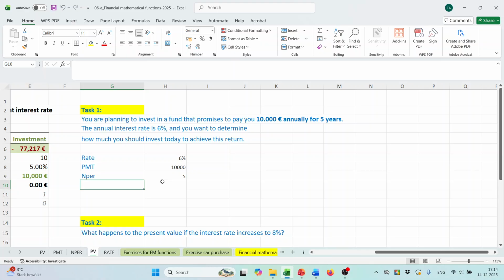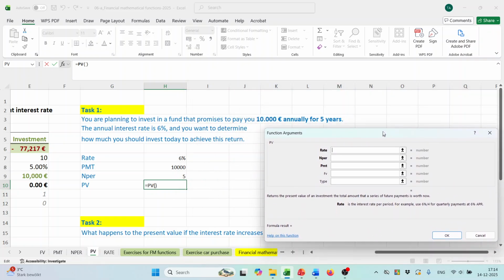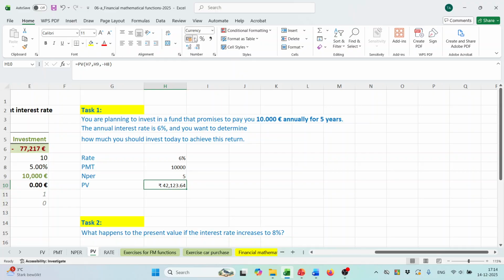Okay. So now we can calculate how much we need to invest today. So you need to calculate the PV. Let's calculate it. PV. Our rate is 6%, period is 5 years. Payment is 10,000 euro per year, which is obviously minus. So we press OK and we get it formatted with euro.